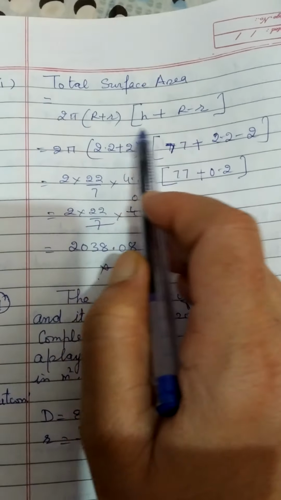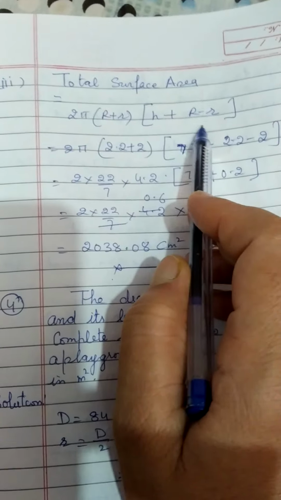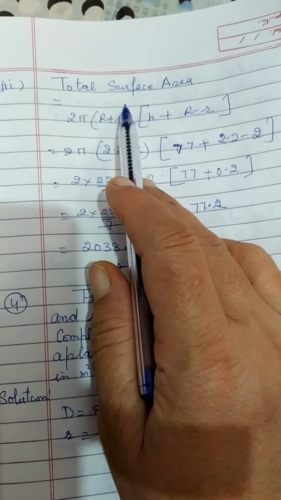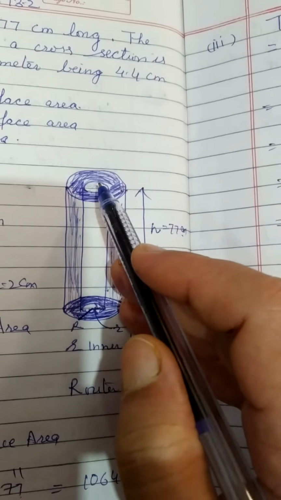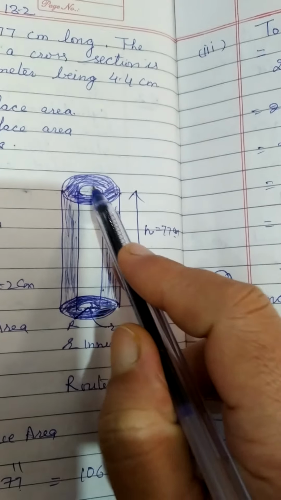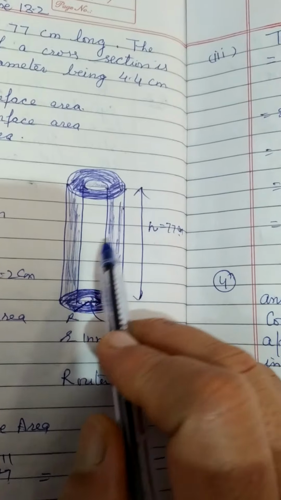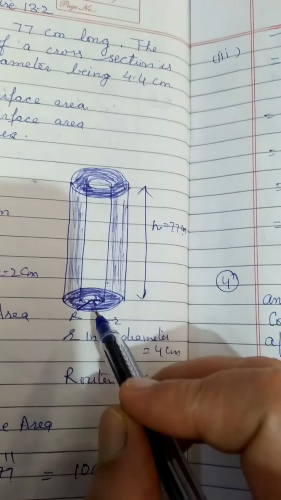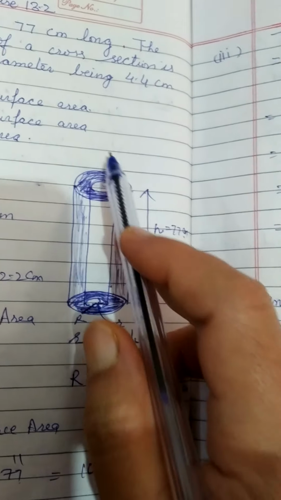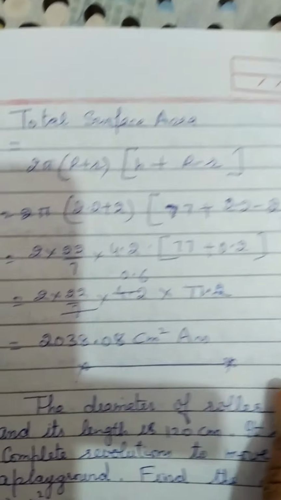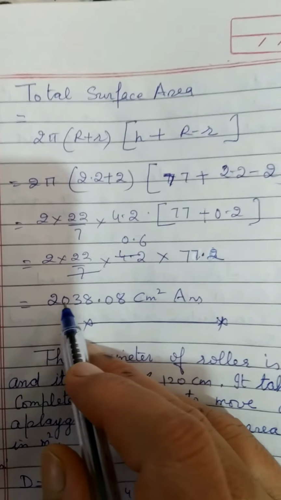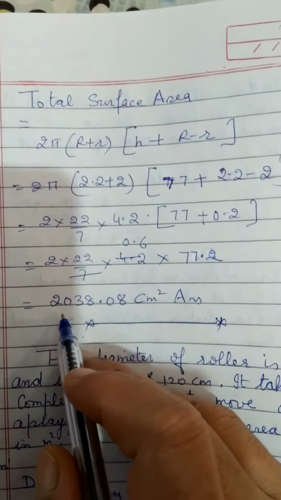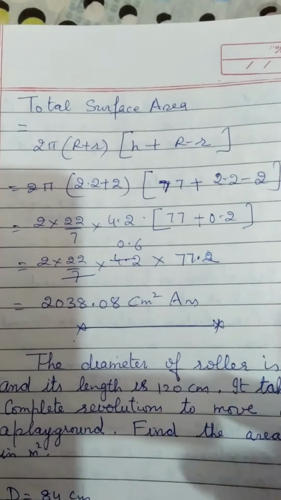Now this formula is for the total surface area. Which surface areas are included in this total surface area? One, the inner curved surface area, the other the outer curved surface area, one the lower ring and the upper ring. And the total surface area we got is 2038.08 centimeter square.